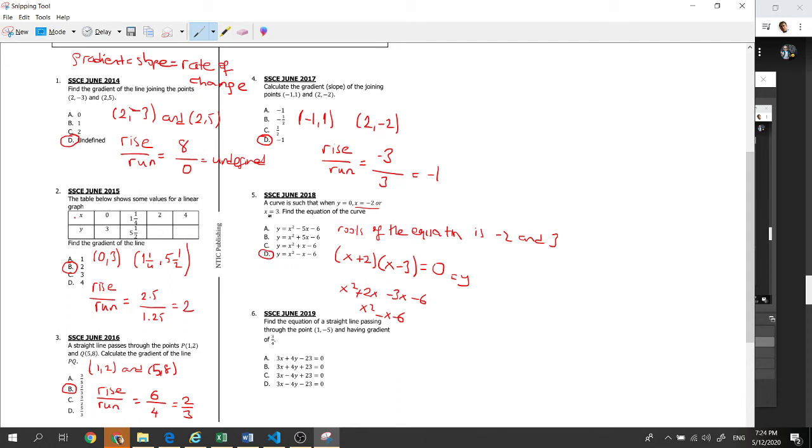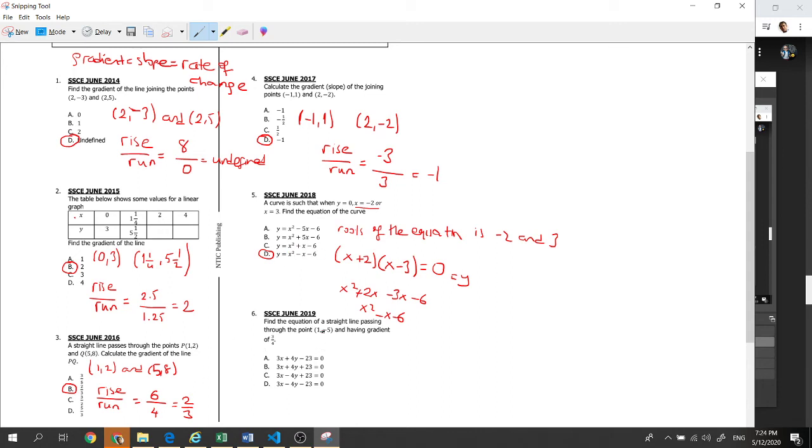You may try: instead of x you put 3. 3 squared is 9. Minus 3, minus 6 makes 0. Yes, that's correct. Instead of x, you can put -2. -2 squared means 4. 4 minus (-2) will be 6. 6 minus 6 is 0. It's satisfied.